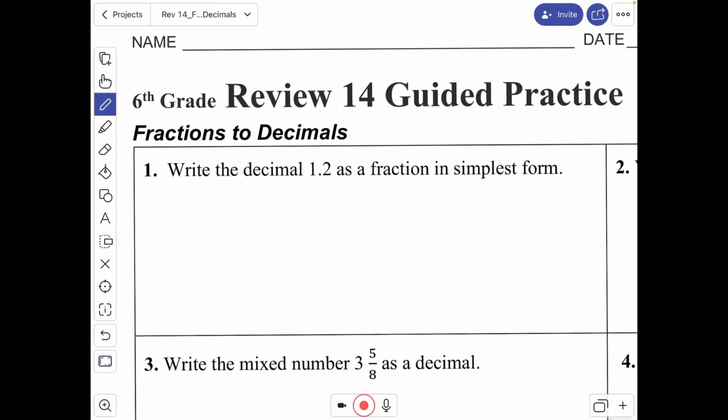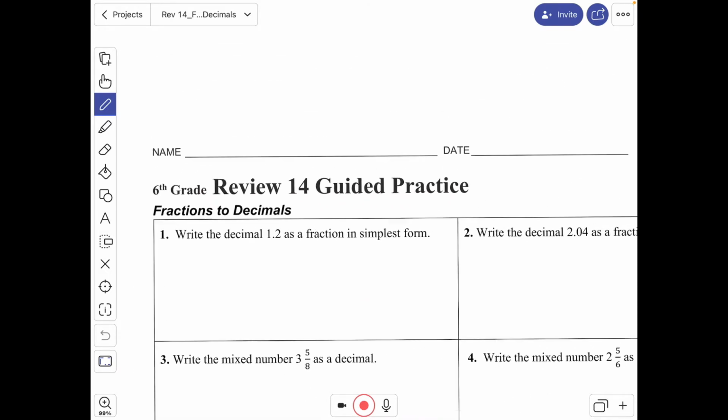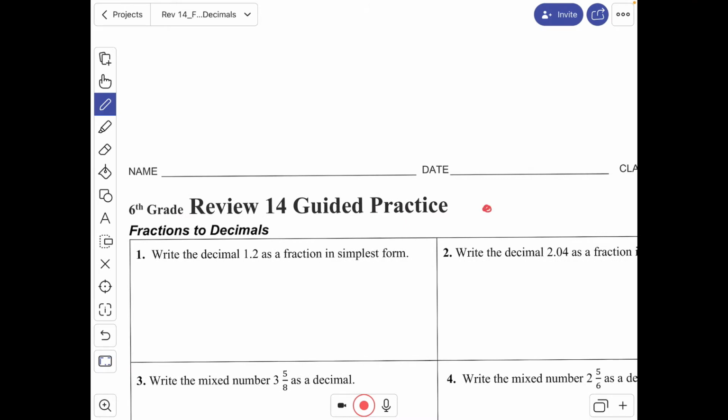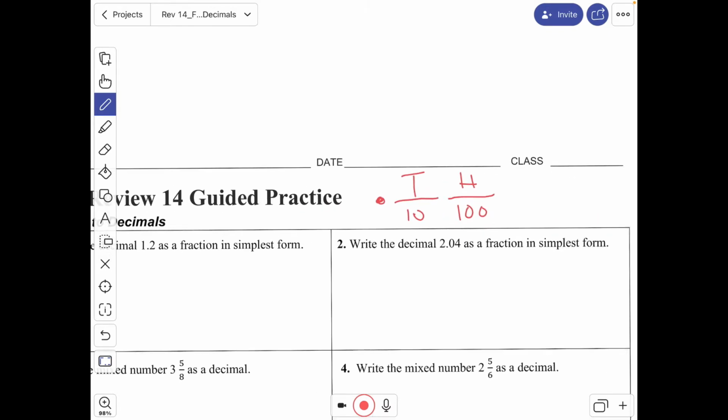Number 1 says write the decimal 1.2 as a fraction in simplest form. If you can say that number correctly, you'll be able to write it as a fraction real easily. It's 1 and 2 tenths. Remember, we have the place values: to the right of the decimal place is the tenths, and then to the right of that is the hundredths, and then to the right of that is the thousandths.